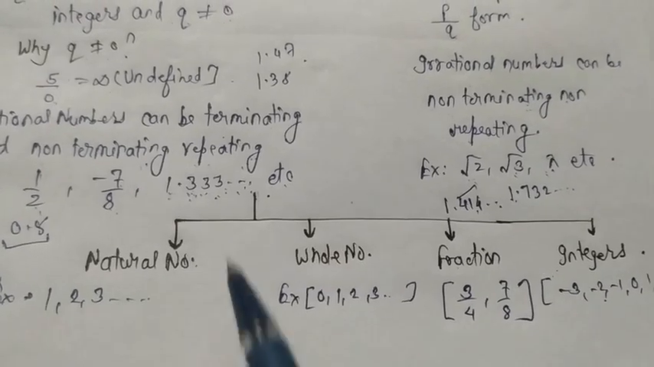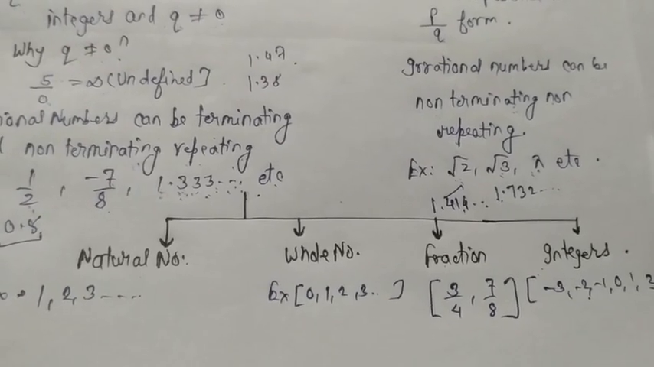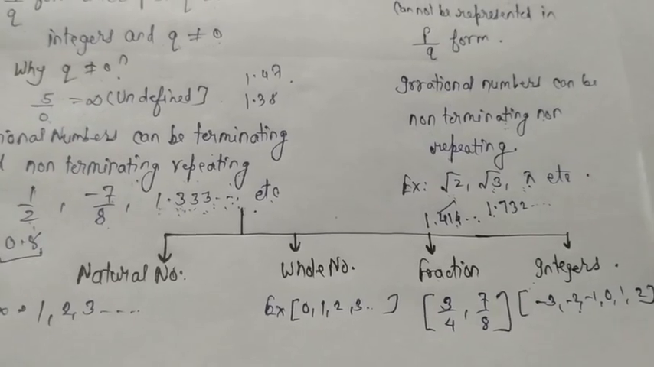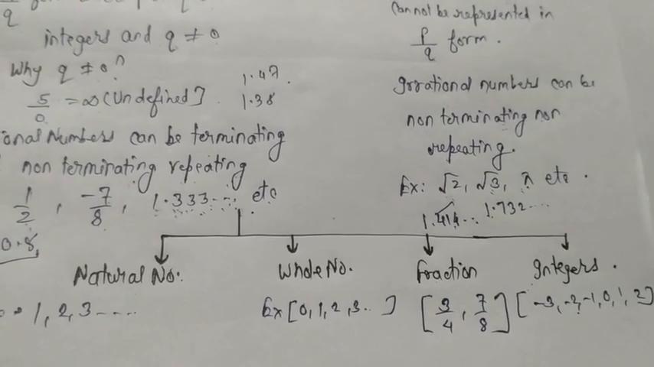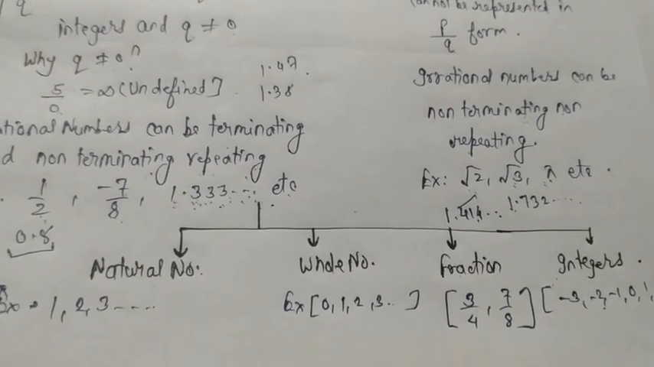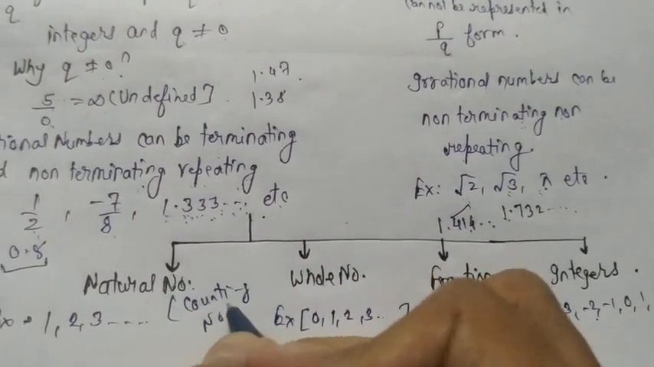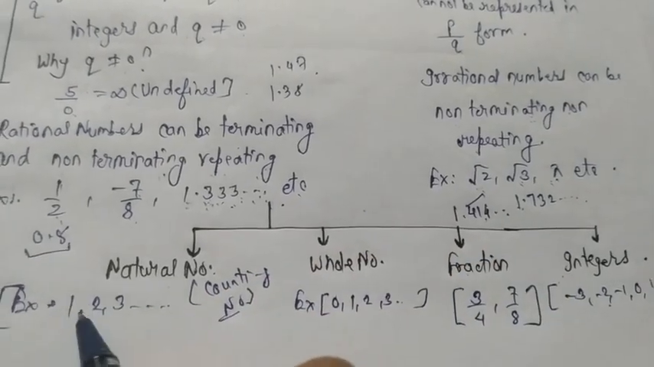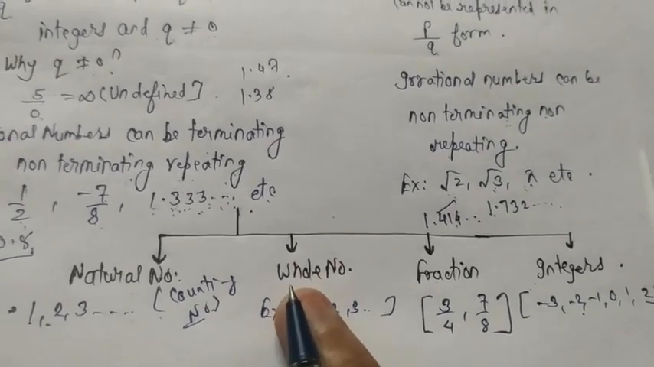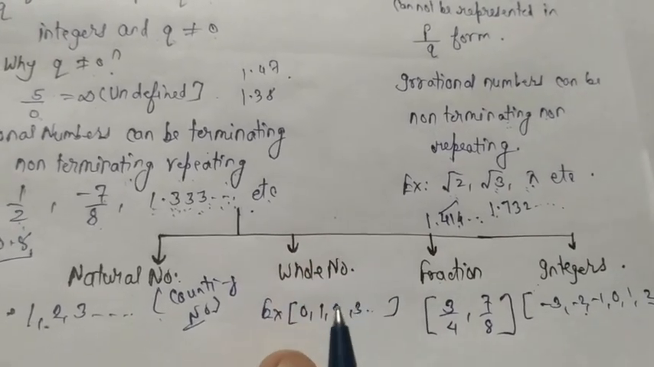What is the meaning of counting? Suppose there are 42 students in your class, and you have to count them. What will you do, start from 0 or start from 1? You will start from 1, because when counting is done we always start from 1. That's why natural numbers are also known as counting numbers, and they start from 1 and move up to infinity.